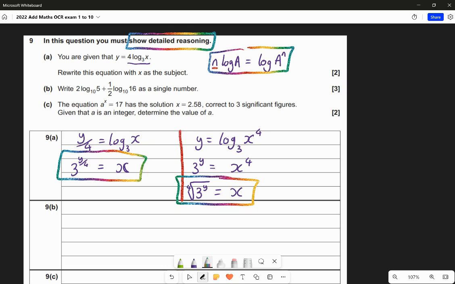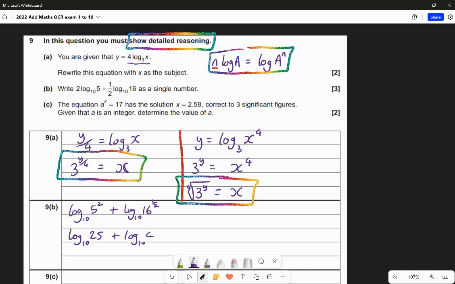So 2 log base 10 of 5 is the same as log base 10 of 5 squared, or log base 10 of 25. And again, half log base 10 of 16 is log base 10 of 16 to the power of a half. Power of half is square rooting. So that becomes log base 10 of 4. So I've got log base 10 of 25 plus log base 10 of 4.